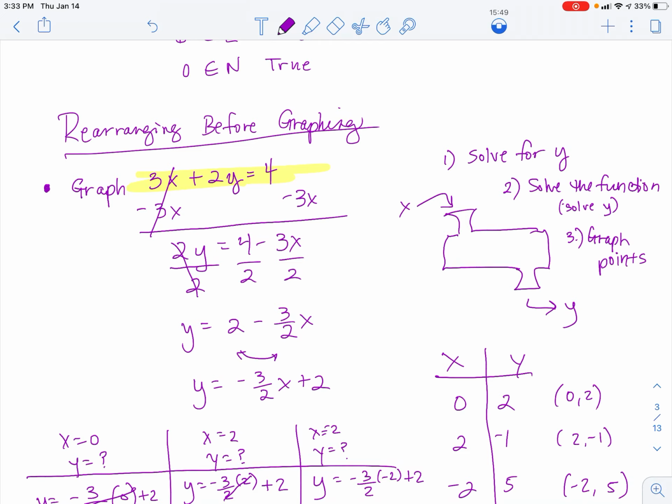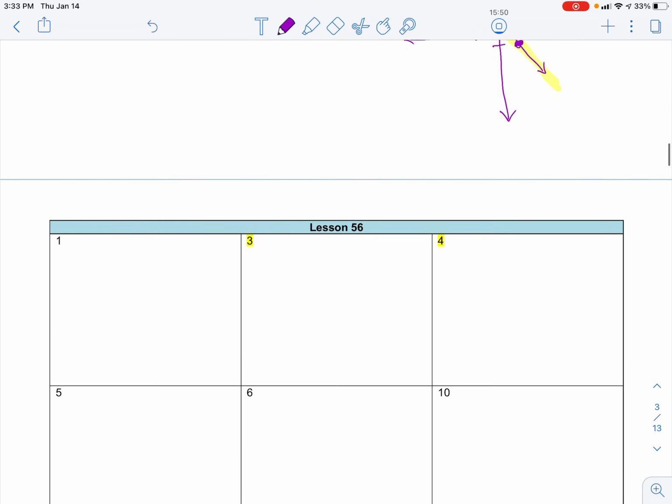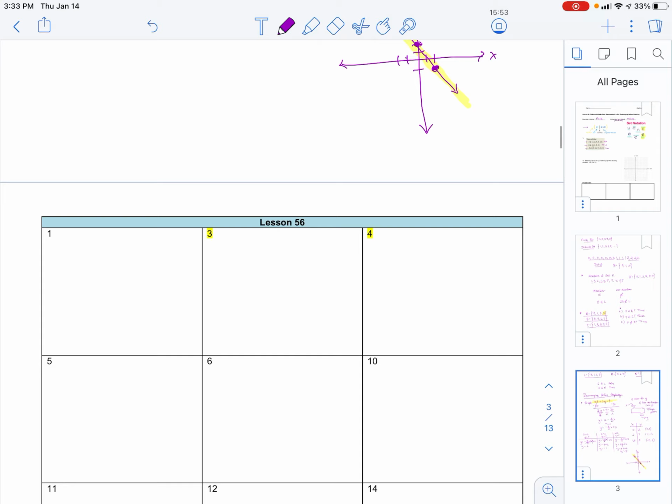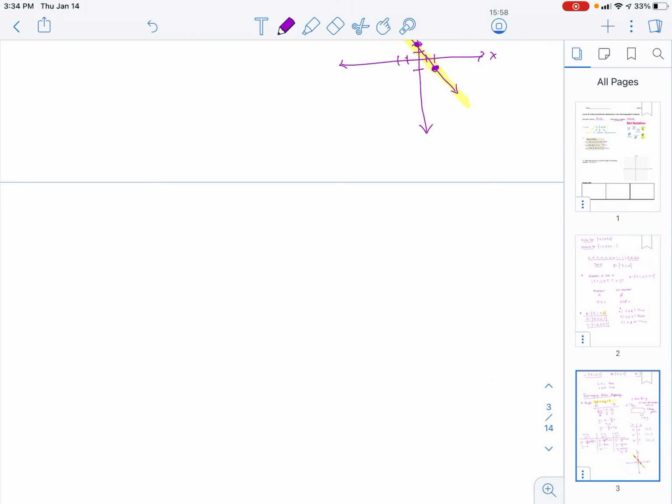Okay, so I'm going to do one more simple one, and then we're going to build one into your notes. So let's take a look here. I've got to get myself one more page. Add a page. There we go. All right, last example before putting one into your notes. We're going to graph this equation. Y minus x equals 0.